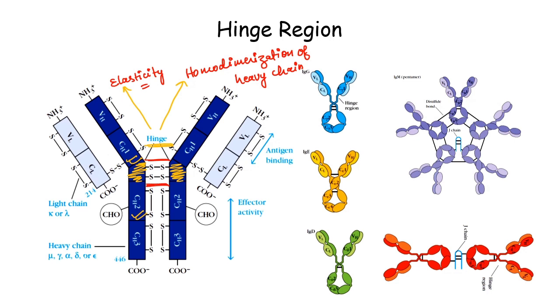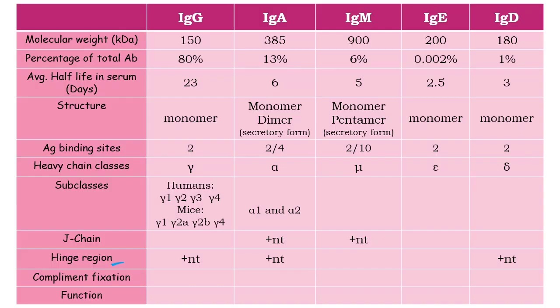Now this hinge region is not present in all the classes of immunoglobulin. It is present in IgG, it is present in IgD, and it is present in IgA. Now if you want to learn all these things in more detail and want to learn about the structure of antibody, you can watch the video whose link I have provided in the description box. So the hinge region is present in IgG, IgA and IgD.